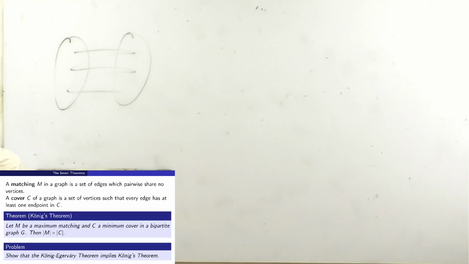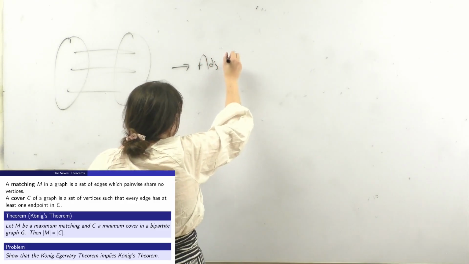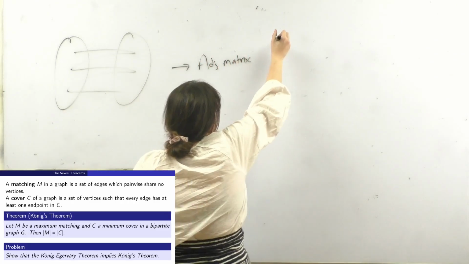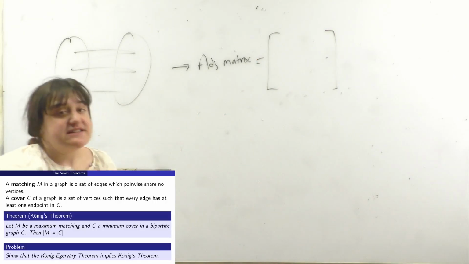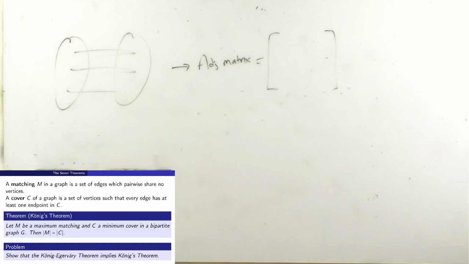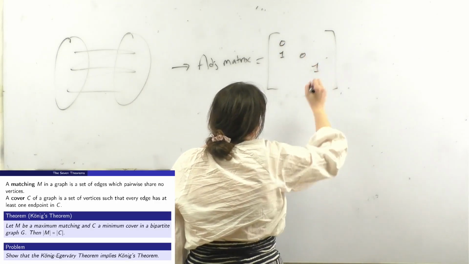So to apply the Koenig-Egerváry theorem to find matching and cover in this, what I'm going to do is convert to the adjacency matrix, which, if you weren't here and don't know, the adjacency matrix of a graph is a 0, 1 valued matrix where I put a 1 in the ijth entry if the ith vertex and the jth vertex of my graph make an edge. So I have some 0s and 1s here.